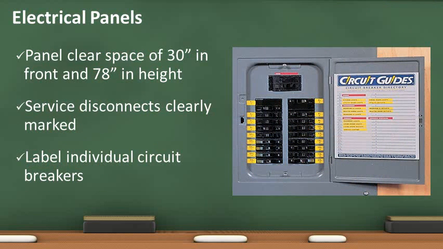All electrical panels and switches are required to have 30 inches by 78 inches of clearance and shall be clearly marked. All empty spaces in electrical panels are required to have panel blanks, and all switches shall be clearly labeled for what they control.